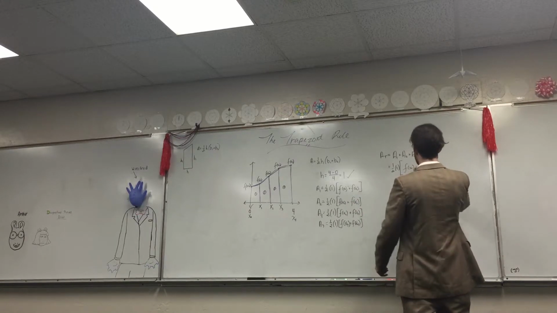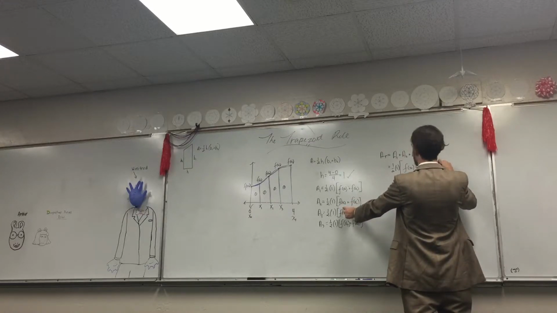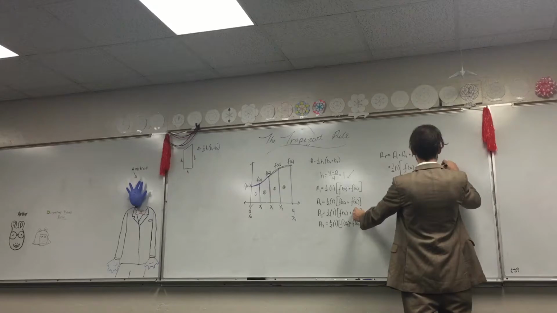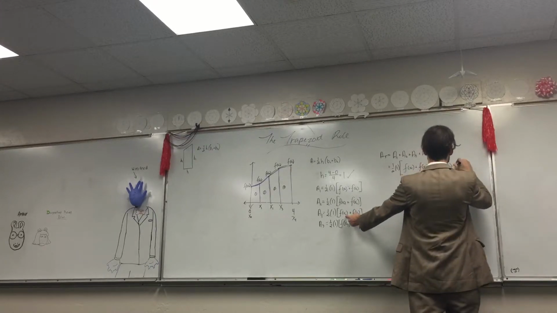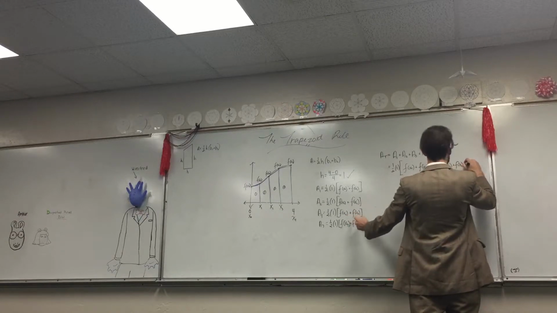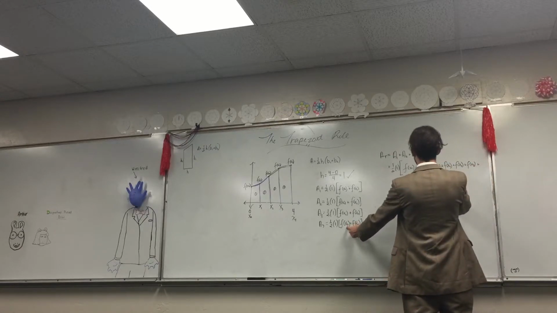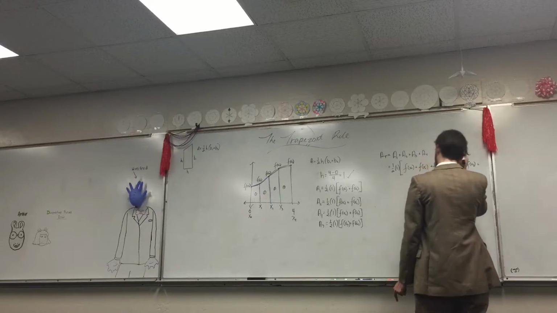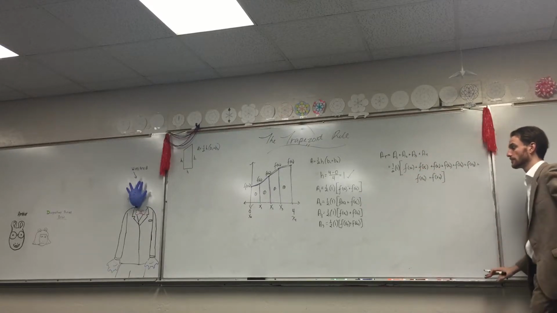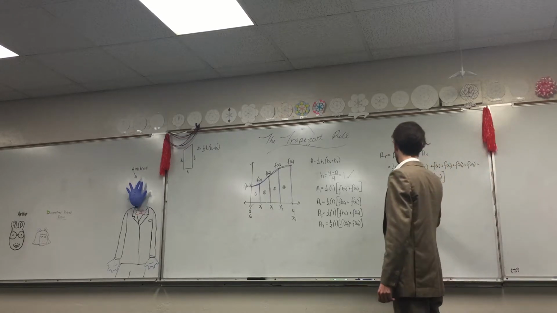So f of x0 plus f of x1. Then I add the next one, plus f of x1 plus f of x2. Right? Plus the next one, f of x2 plus f of x3. Plus the next one, f of x3 plus f of x4. Right? Make sense? Good. Okay. So now I'll simplify.